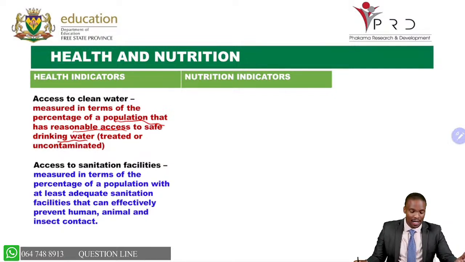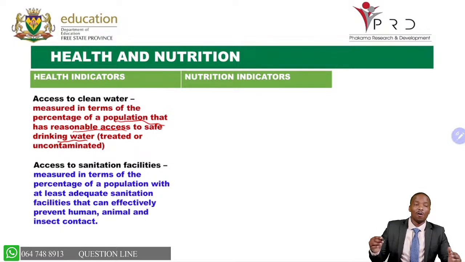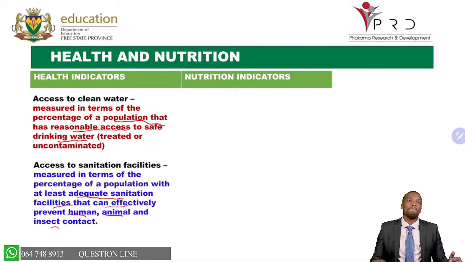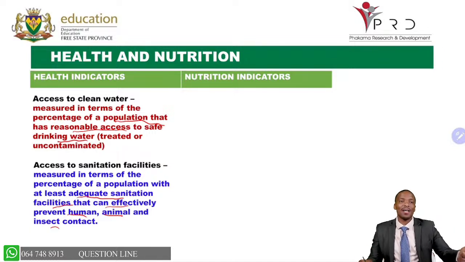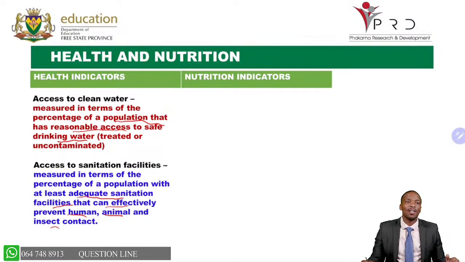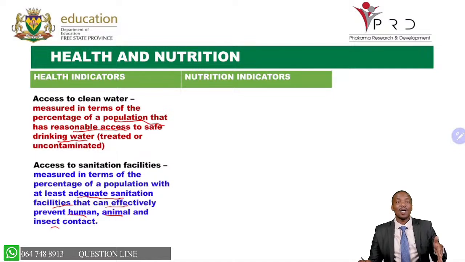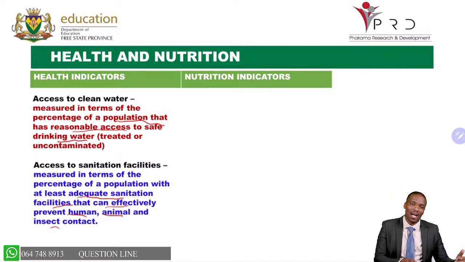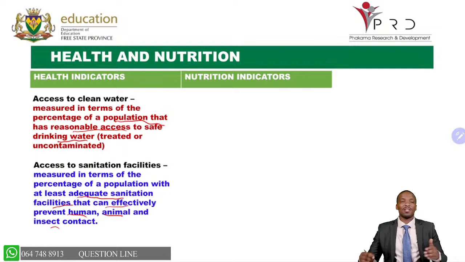Access to sanitation, or sanitation facilities. Here we are looking at the number of people that have adequate sanitation facilities that can effectively prevent human, animal, as well as insect contact. Do you have flush bathrooms? Do you have water nearby? Or are we still using pit toilets, etc.? So this indicator can also be evaluated to say some parts of the country have succeeded and some parts of the country have not succeeded.